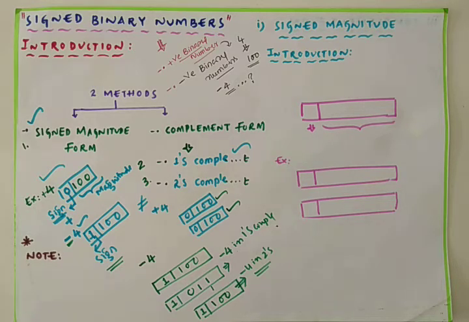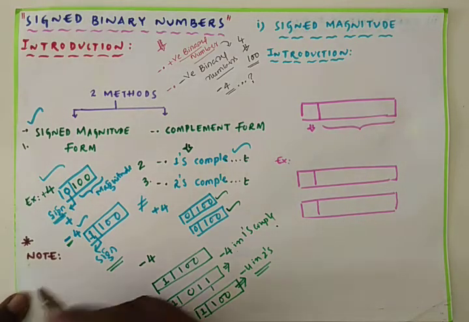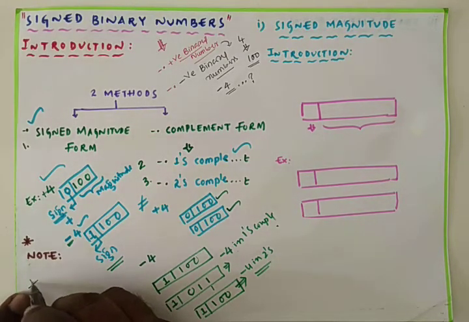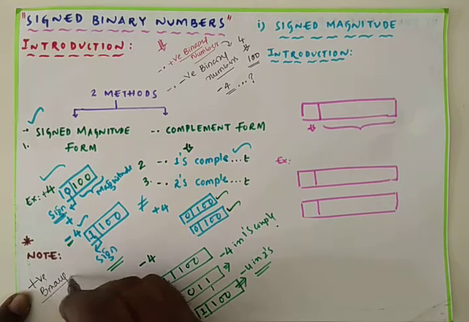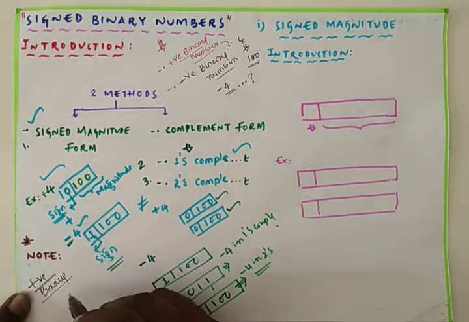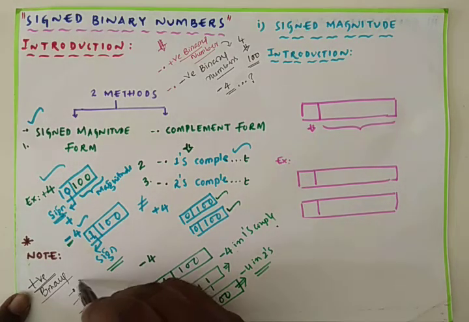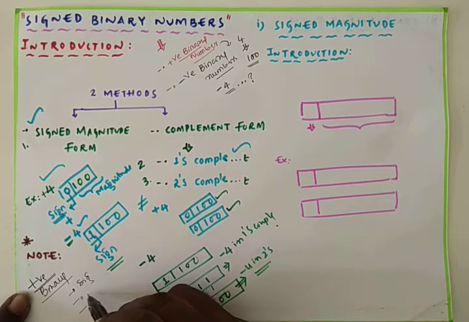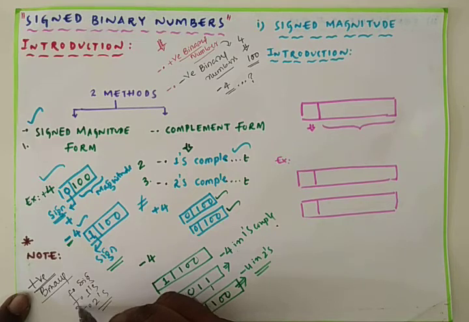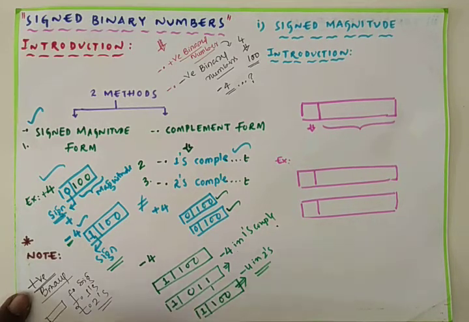We should go on. First I am going with the sign magnitude form. Here the point is very clear that in the representation of positive binary numbers, the three procedures remain the same. What are the three procedures? Sign magnitude form, the 1's complement form and the 2's complement form. In these three ways you will get the same answer.